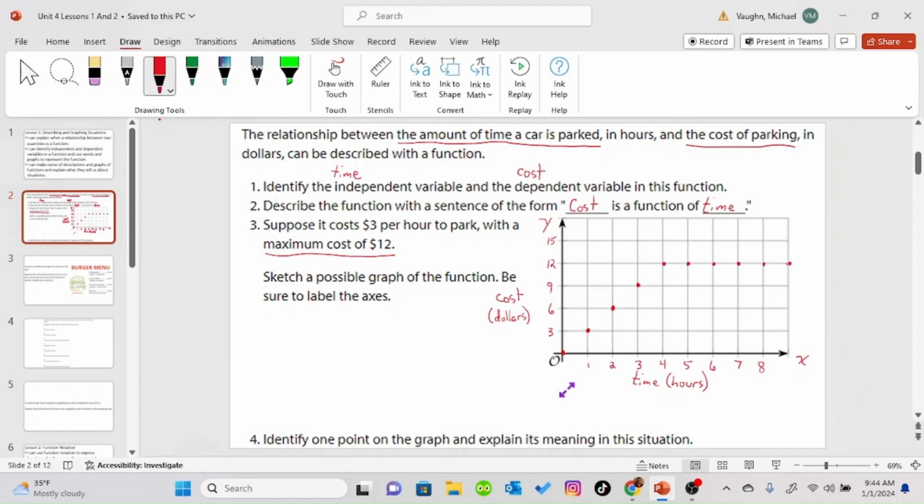And because the time could be partial, but the cost is charged in $3 increments, we're going to leave these points up until our maximum, and then we could draw a solid line.